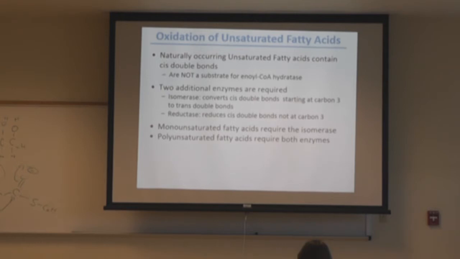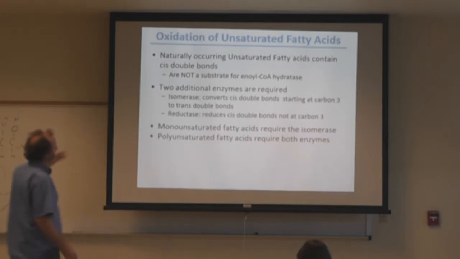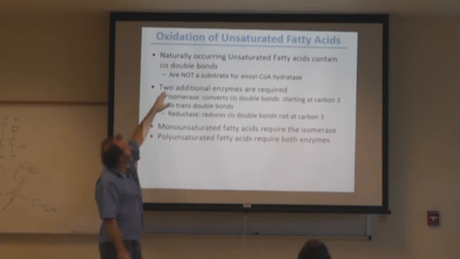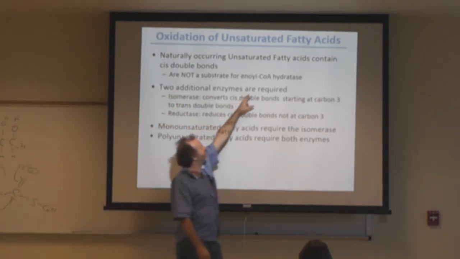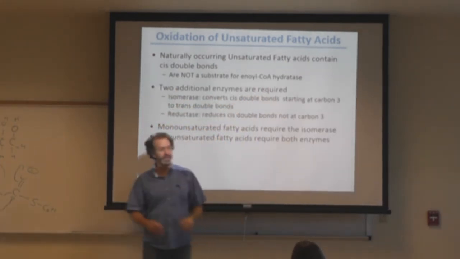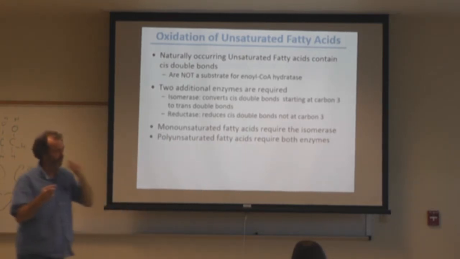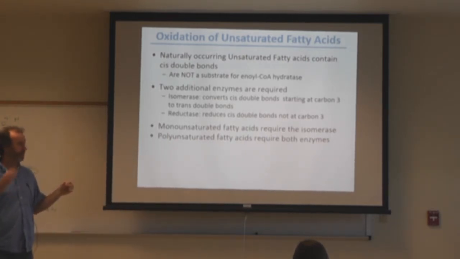So oxidation of unsaturated fatty acids, all of that was just for saturated fatty acids. When you introduce a cis double bond somewhere in that fatty acid chain, it's going to change things up just a little bit. So naturally occurring unsaturated fatty acids contain cis double bonds, and they're not a substrate for the enoyl-CoA hydratase, because that takes that trans double bond, right?